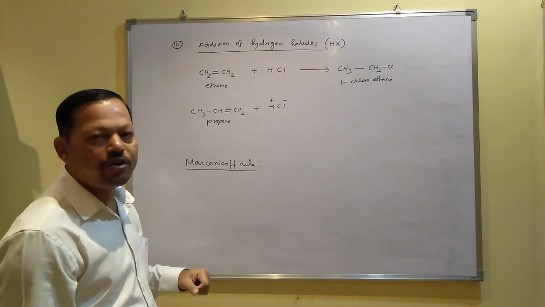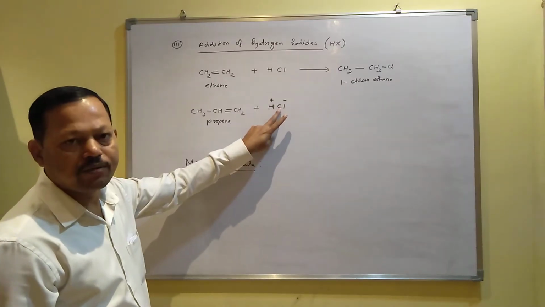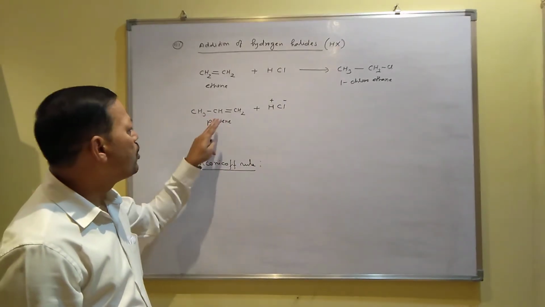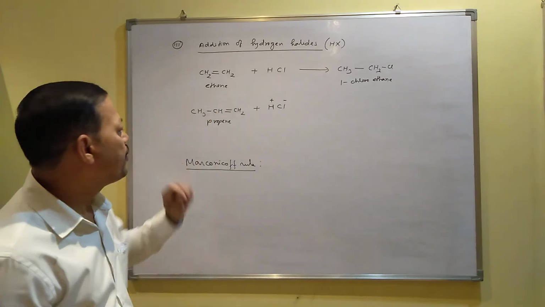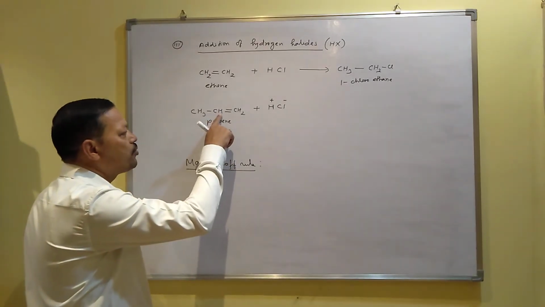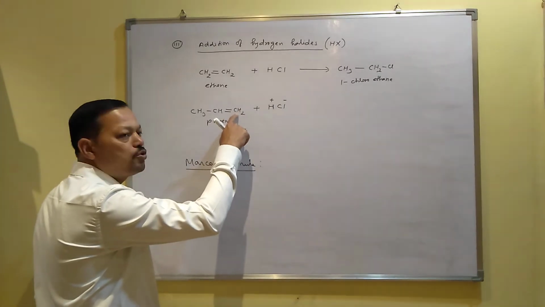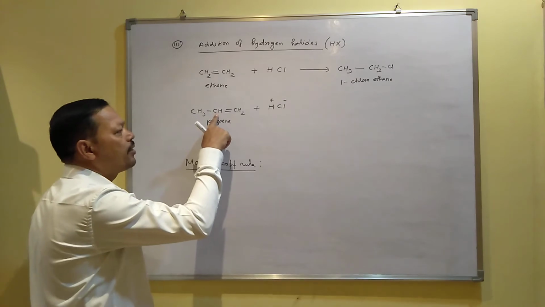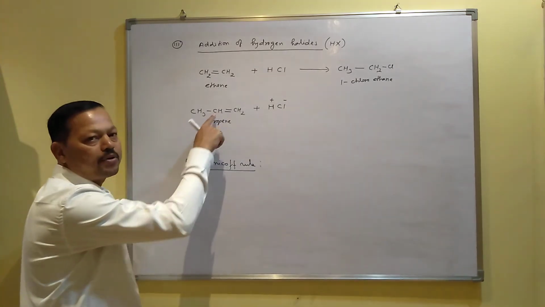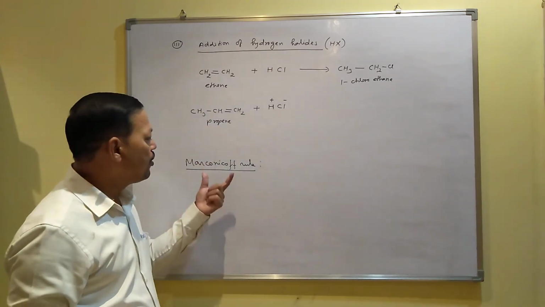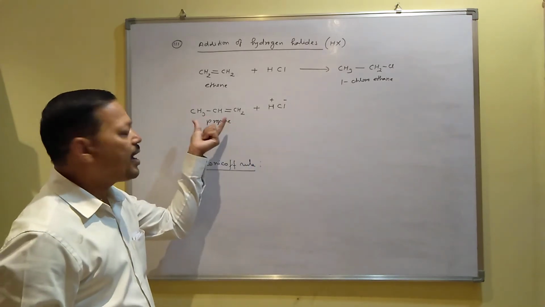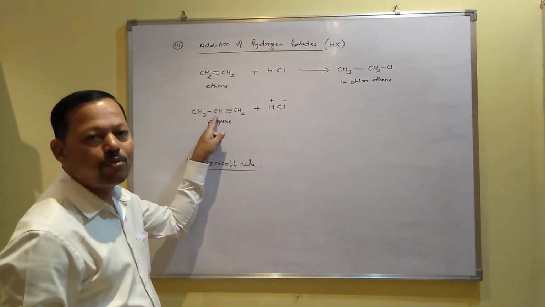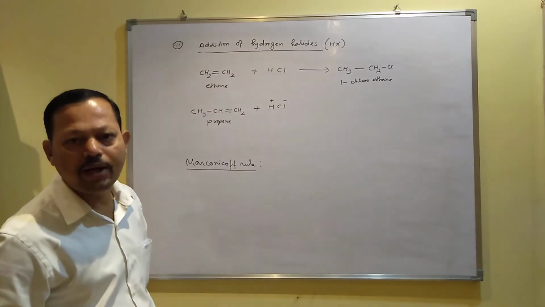And according to Markovnikov Rule, the negative part of the addendum is added to that double bonded carbon atom which contains less number of hydrogen. I mean this double bonded carbon contains 1 hydrogen, this double bonded carbon contains 2 hydrogen. Since this double bonded carbon contains less number of hydrogen, the negative will be added with this carbon. So according to Markovnikov Rule, in the addition to an unsymmetrical alkene, the negative part of the addendum is added to that double bonded carbon atom which contains less number of hydrogen.